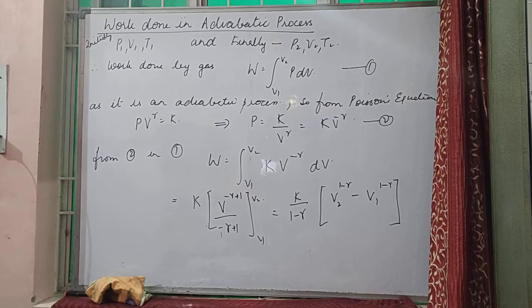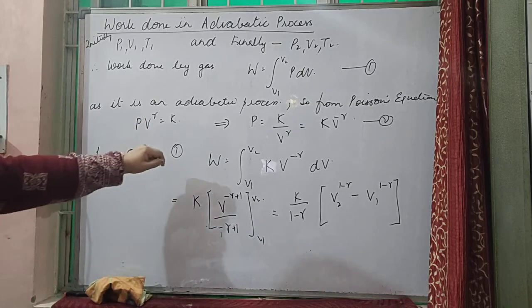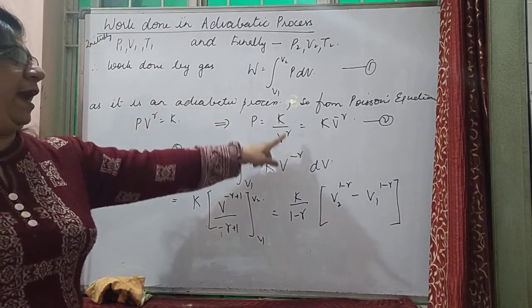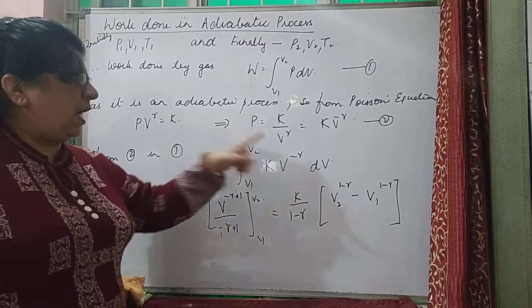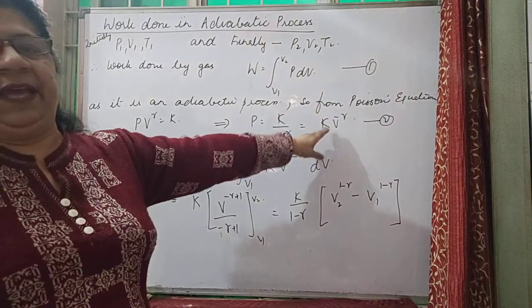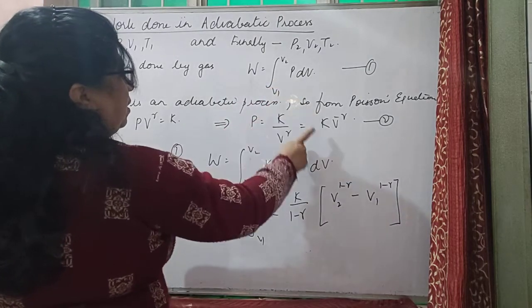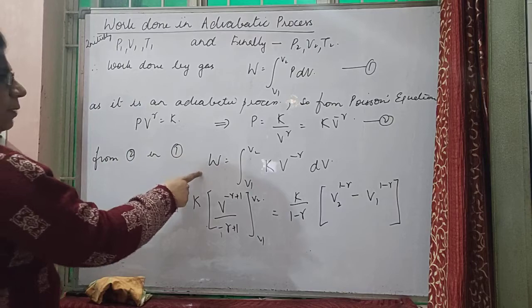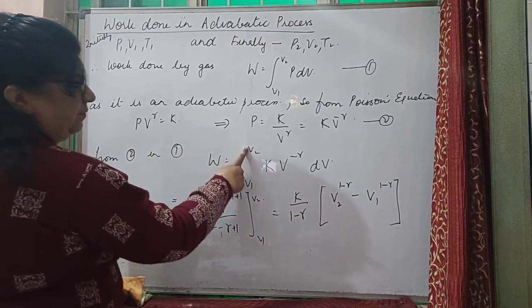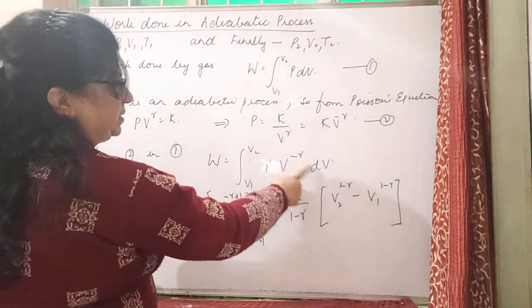In the very beginning we had seen that for isothermal, Boyle's law was being followed, and for adiabatic process Poisson's equation or Poisson's law was being followed. So Poisson's equation is PV^gamma is equal to K, and so P is equal to K upon V^gamma, which becomes K V^(-gamma). Now keeping the value of P from this equation here, we have W is equal to integral from V1 lower limit to V2 upper limit, K V^(-gamma) dV.